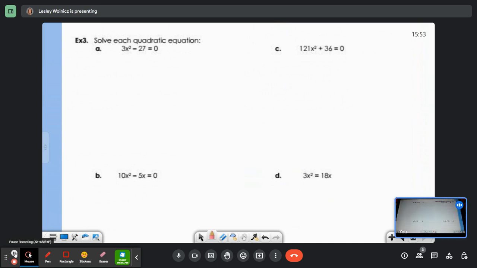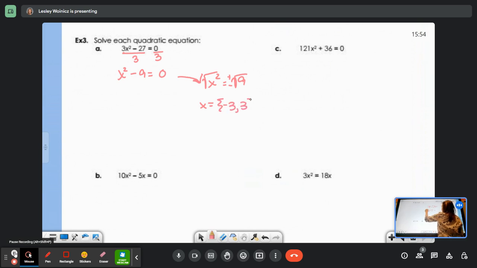All right, I'm looking at this quadratic. I see right off the bat that 3 and 27 are divisible by 3, so I'm going to divide both sides of my equation by 3. So I get x squared minus 9 equals 0. Now, we used to do this by square root method, where we would get x squared equals 9. Take the square root, plus minus, and we would get x equals negative 3 and positive 3.